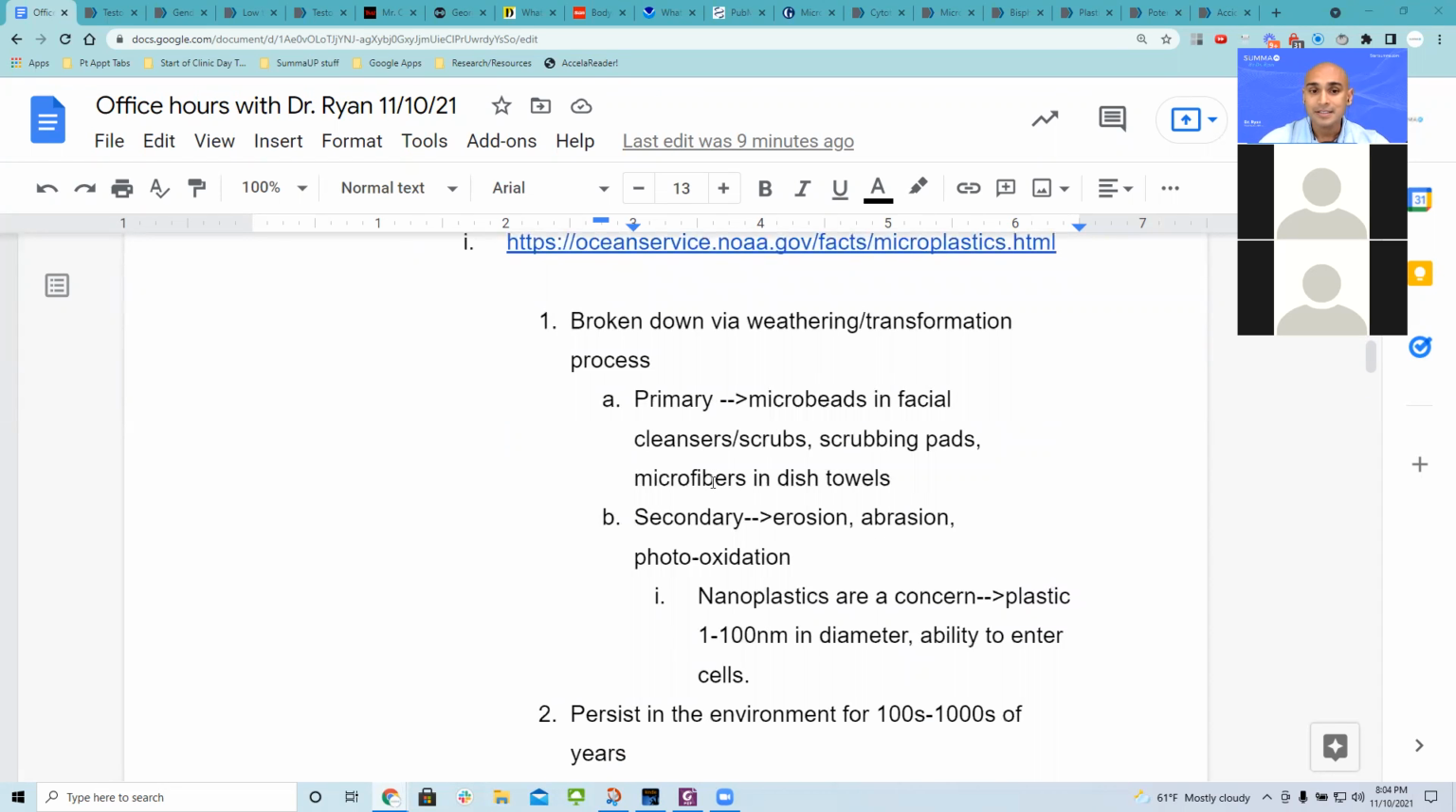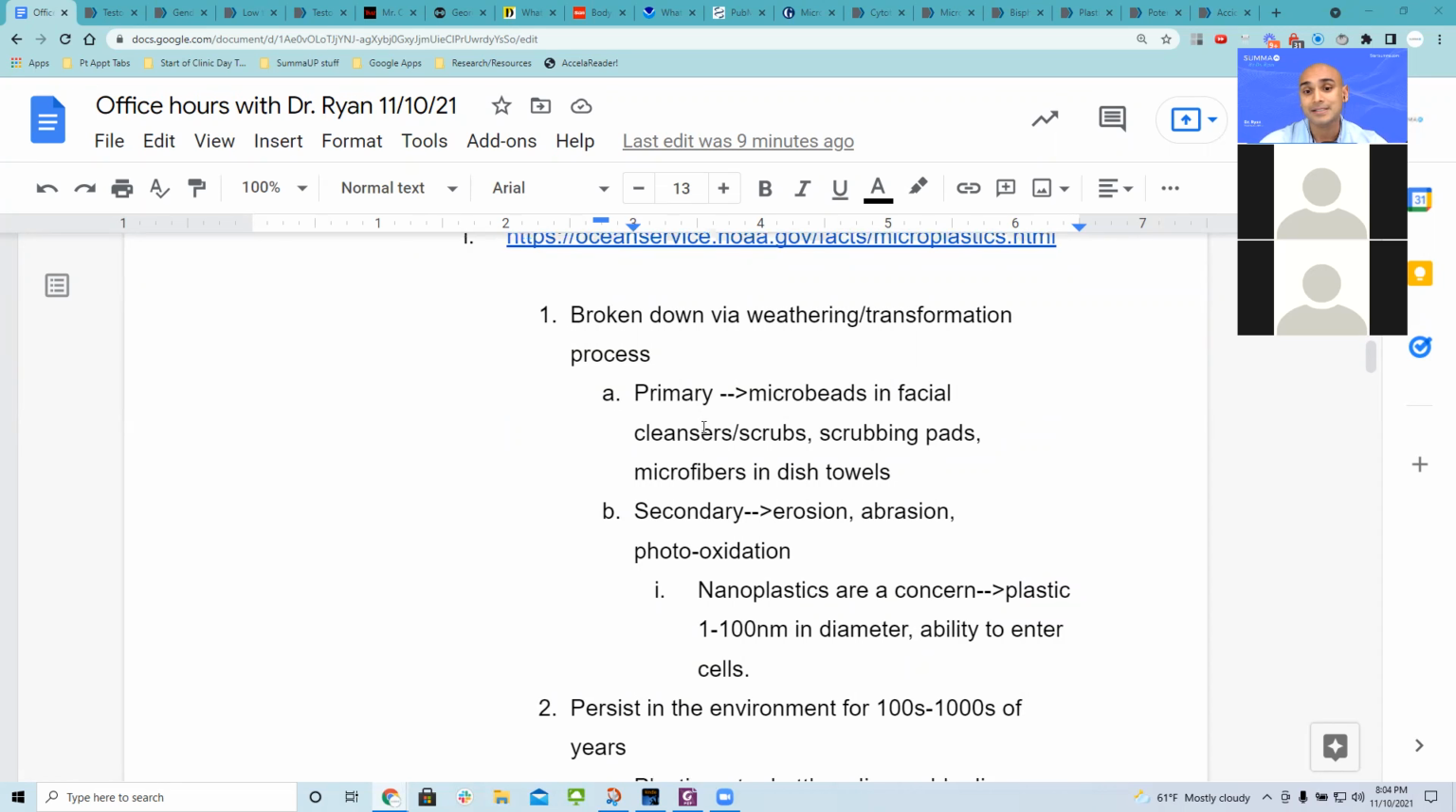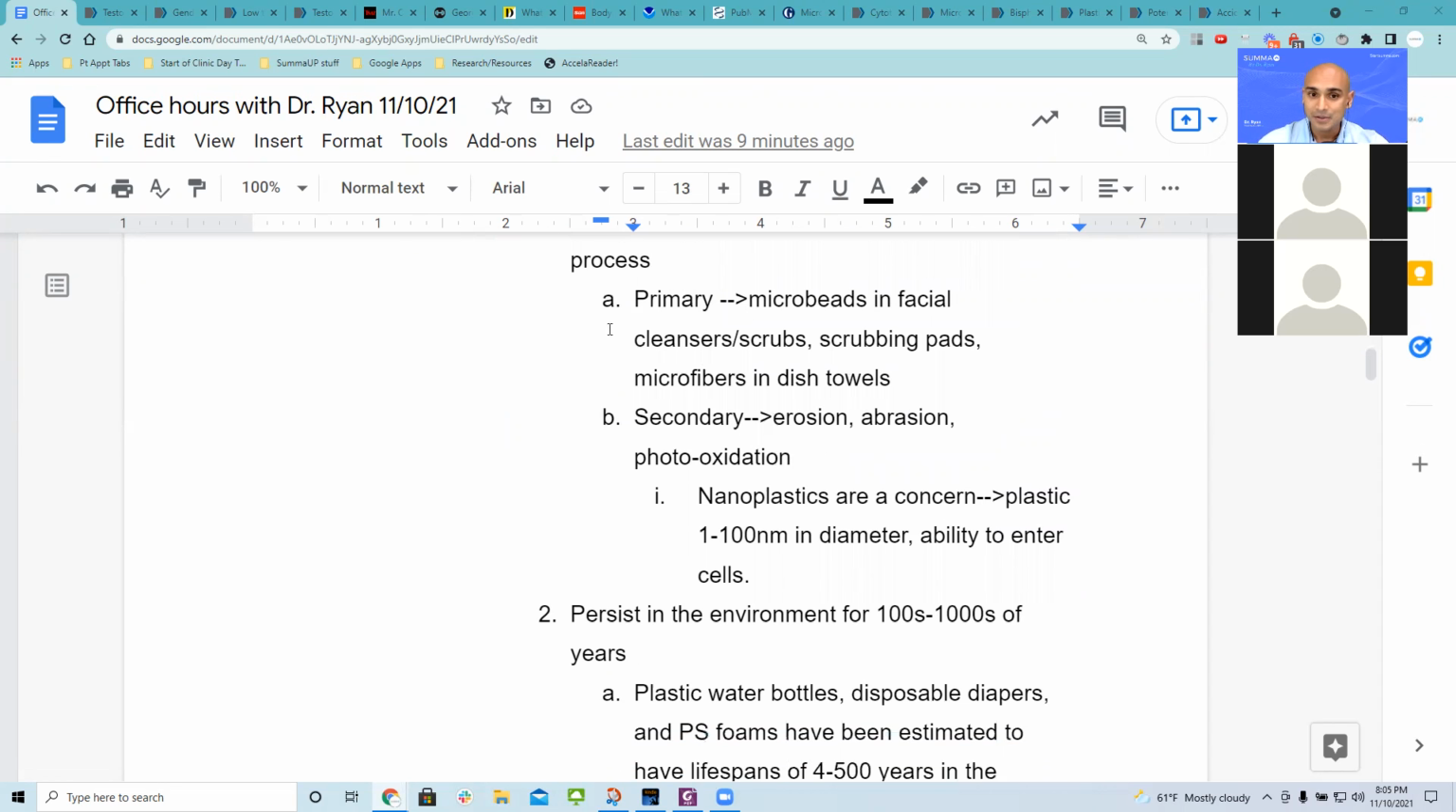As I mentioned, they're typically broken down via weathering and transformation processes. Weathering, of course, is just exposure to the outside elements. Transformation process is where they recycle plastics and turn them into smaller pieces of plastic like microbeads. Primary would be where they create these plastics as microbeads. Maybe you remember these in certain facial cleansers, like Dial body wash with microbeads for extra scrubbing protection.